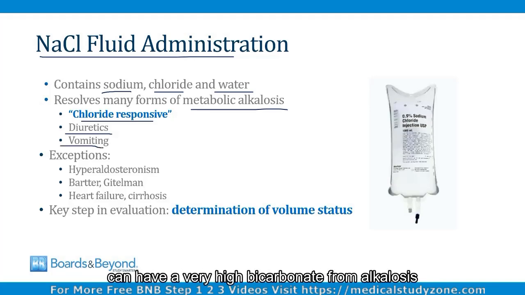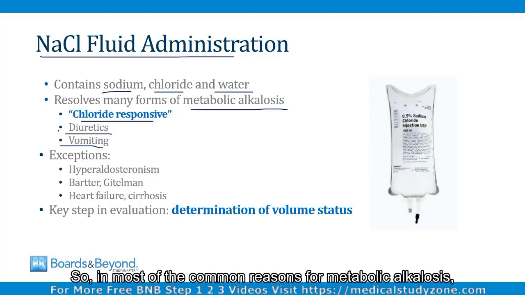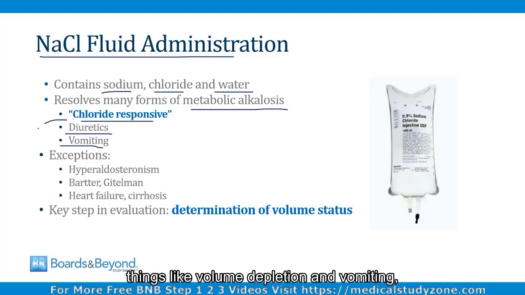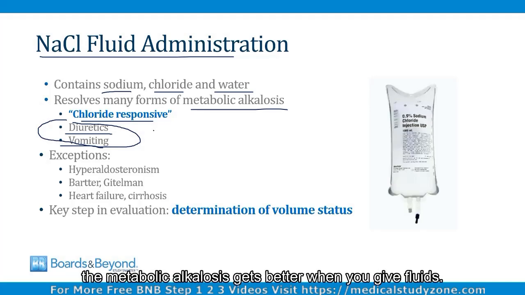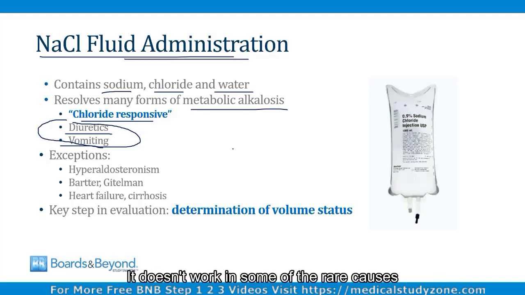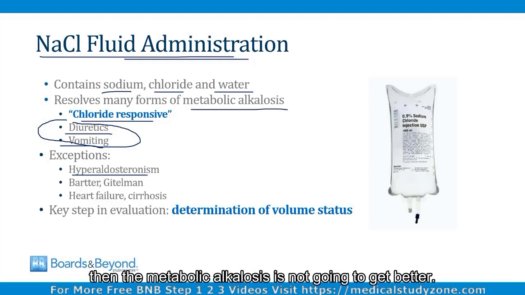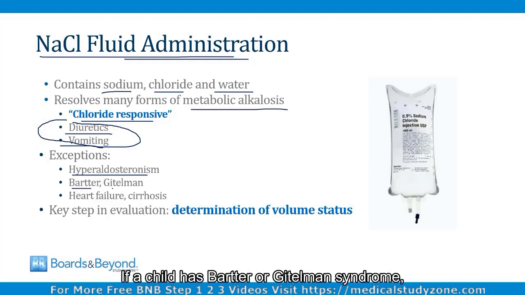Patients who are vomiting can have a very high bicarbonate from alkalosis, but if you give them sodium chloride fluid, it will get better. So in most of the common reasons for metabolic alkalosis, things like volume depletion and vomiting, the metabolic alkalosis gets better when you give fluids. It doesn't work in some of the rare causes of metabolic alkalosis. So if the problem is hyperaldosteronism, then the metabolic alkalosis is not going to get better. If a child has Bartter or Gitelman syndrome, the metabolic alkalosis is not going to get better.